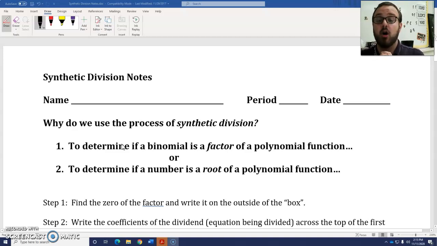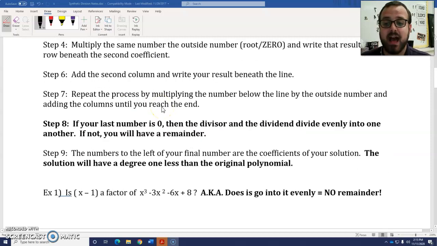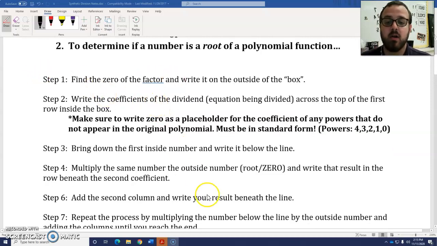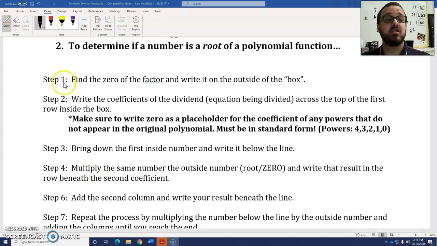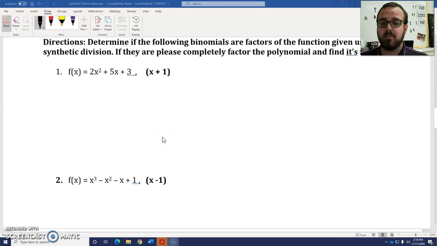But based off that fact, this only can be done if we are dividing by a binomial, specifically a binomial where our x does not have a coefficient with it, right? It has to be in the form of either x plus a number or x minus a number. Now, on this note sheet, I have written out all the steps that you need to know in order to do synthetic division, okay? But I'm actually going to just go ahead and show you the process on my own. I have attached the notes in Schoology, so you can look at them if you want to see the steps list by list. But let's look at this example right here.